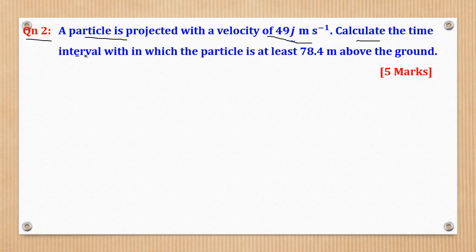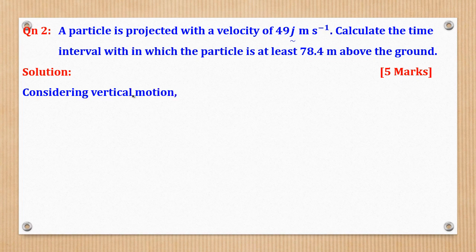Calculate the time interval within which the particle is at least 78.4 meters above the ground. So considering vertical motion, we know that S should be greater, because they use the words "at least." At least means that or more. That's why you say S is greater than or equal to 78.4. Then this is given by this formula.